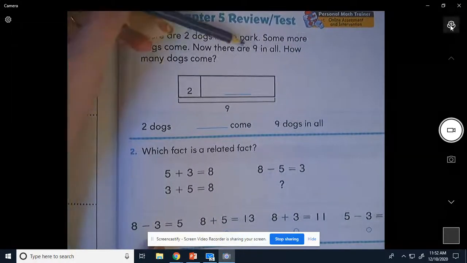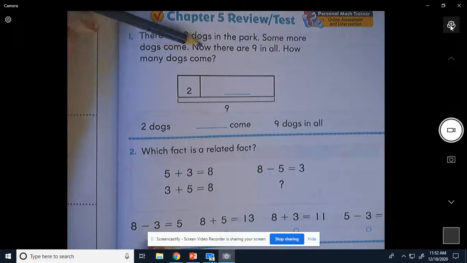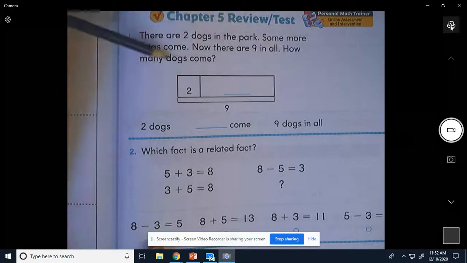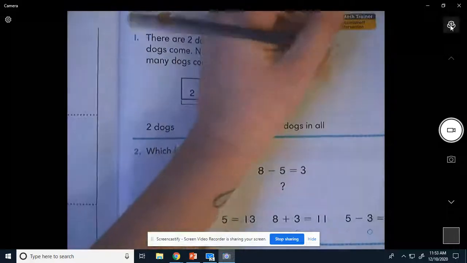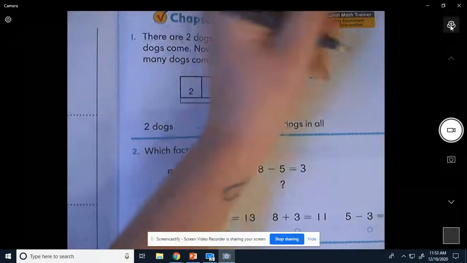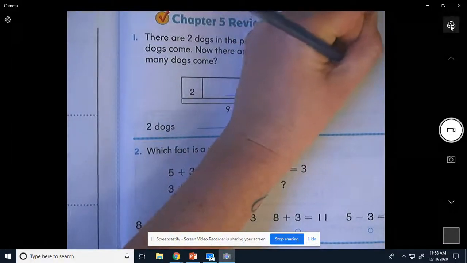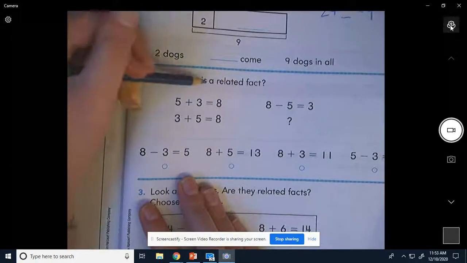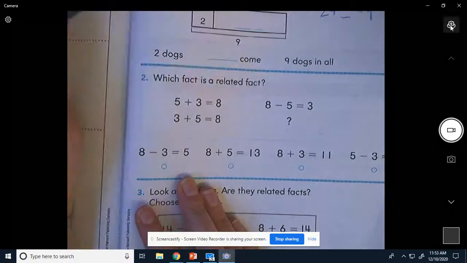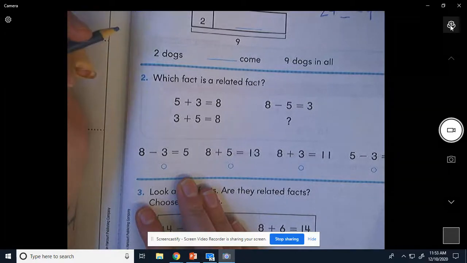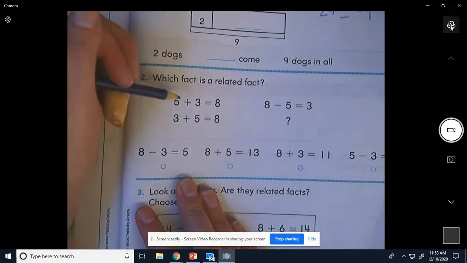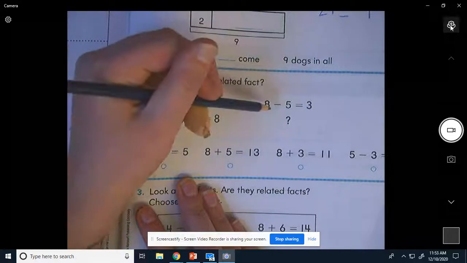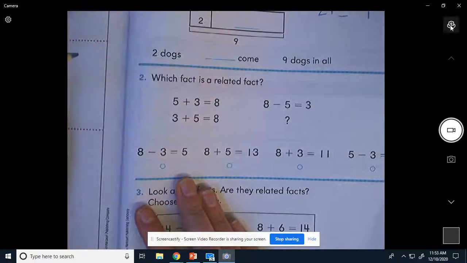There are 2 dogs in the park. Some more dogs come. Now there are 9 in all. How many dogs come? So this is a missing addend. This is what it looks like: 2 plus what equals 9? And you'll write it right here. Which fact is a related fact? Remember, this is also called fact families. Okay, so there are 4 different ones. There's 2 addition and there's 2 subtraction. Okay, so figure out which one they're missing.